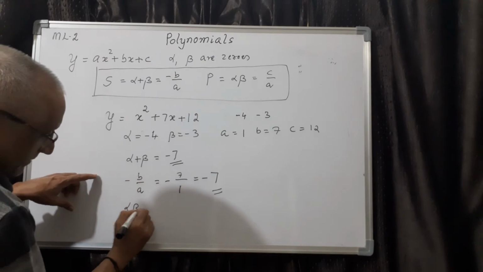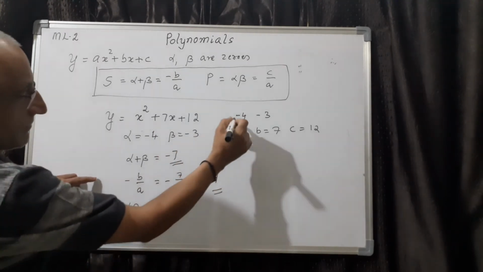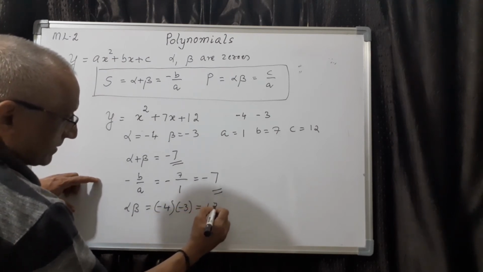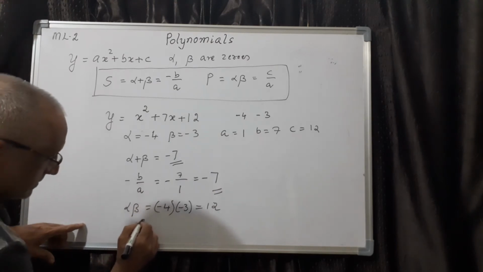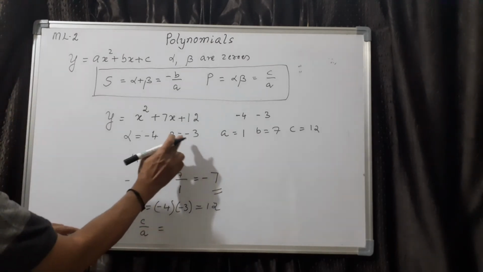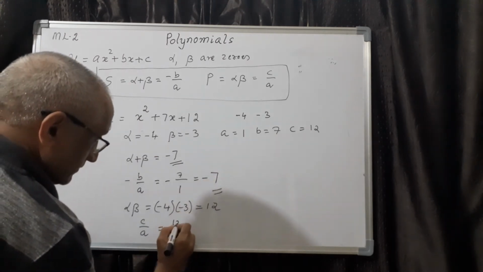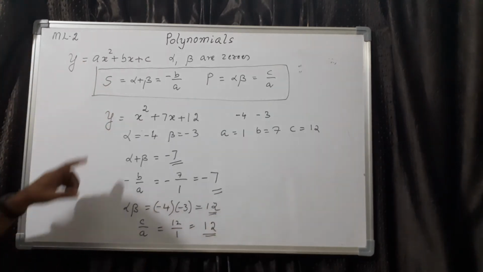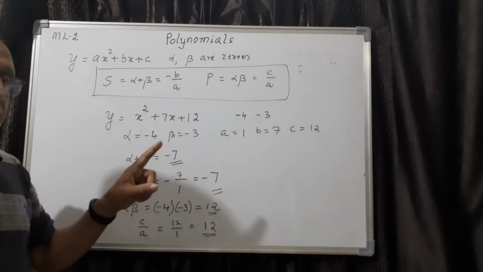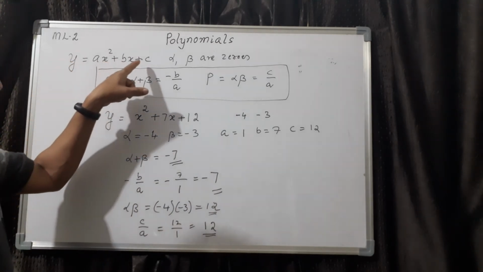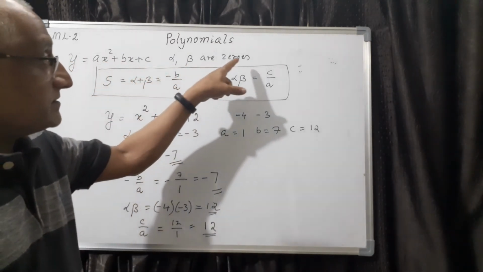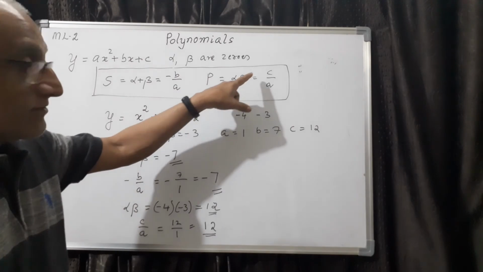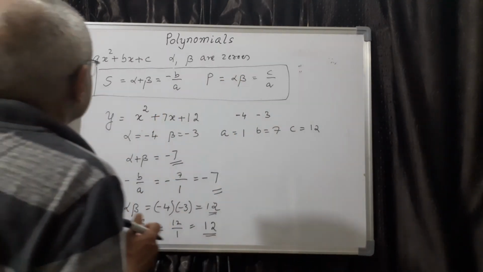Similarly, alpha beta will be equal to alpha, minus 4, into beta, minus 3. This is 12. Now we can check what is c by a. C is, you can see here, 12 divided by 1. This is also 12. So these two are equal. Therefore, you can remember this as a result. For any quadratic polynomial y equal to ax square plus bx plus c, if alpha and beta are zeros, then alpha plus beta equal to minus b by a, alpha beta equal to c by a. Now we can prove this one.